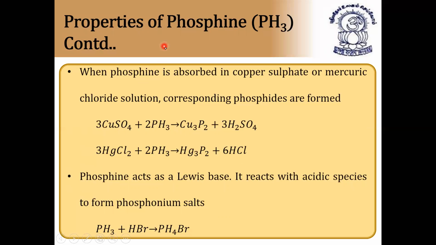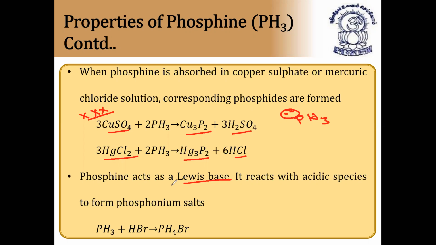So this reaction is very important. They can ask in the objective question, what happens when phosphine is treated with copper sulfate or mercury chloride. HgCl2 is mercury chloride. They form the corresponding phosphides, that is copper phosphide and mercuric phosphide, along with H2SO4 and HCl. Phosphine acts as a Lewis base, very, very important, because the phosphine molecule has one lone pair of electrons, so it is ready to donate this lone pair. That's why it acts as a Lewis base.